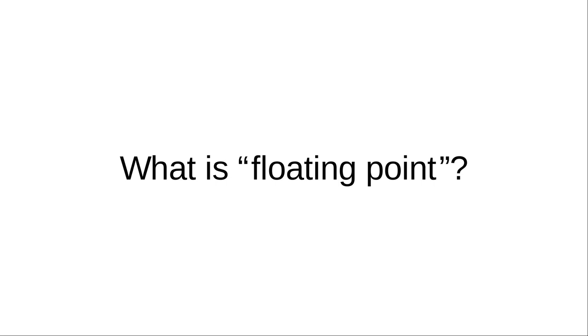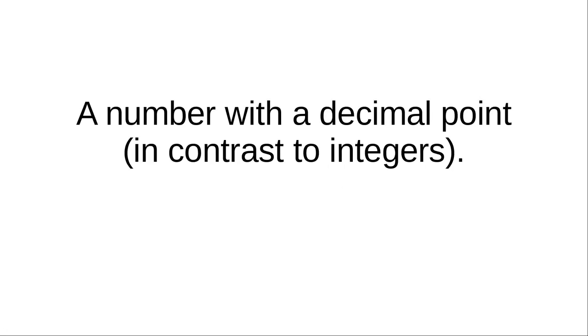In the book, you've read about floating point data values. What are they, and where does that name come from? In general, a floating point number is one that has a decimal, in contrast with integers, that is, whole numbers.